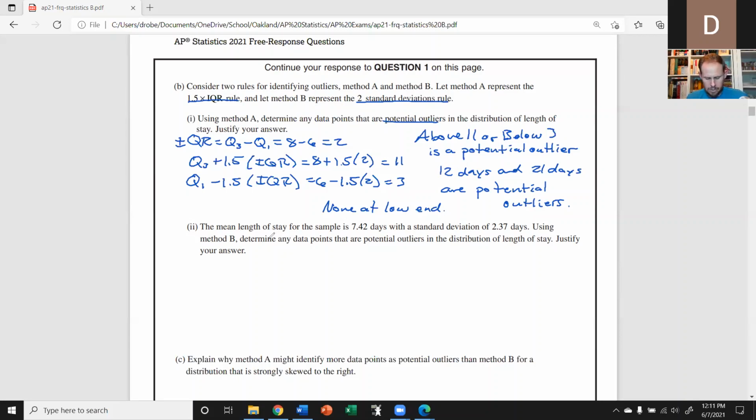All right, the next way to do this is going 2 standard deviations in each direction. So the mean length of stay for a sample, that would be X bar because it's sample information, 7.42. The standard deviation, which we would say is S, is 2.37. Using method B, determine any data points that are potential outliers for the distribution using length of stay. Justify your answer. All right, so we would take our standard deviation, and I'm just assuming the 2 standard deviation rule means to add and subtract 2 standard deviations.